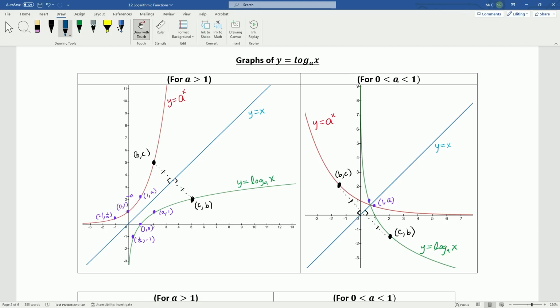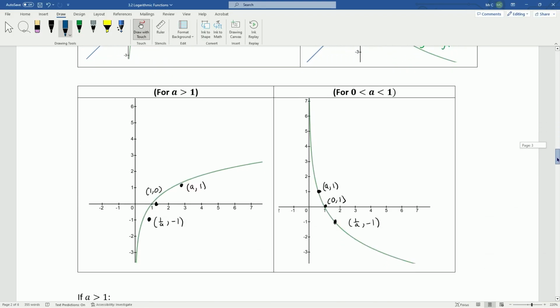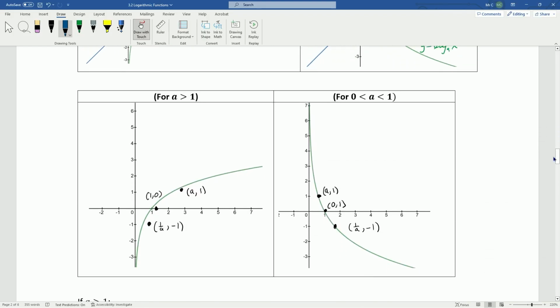Now, on the other hand, when a is between 0 and 1, our exponential graph looked like this. And so when we flip that mirror image over the y equals x line, it looks like this green logarithm graph here. So let's go ahead and take out the extra information and just look at the logarithmic graphs by themselves. So these are our logarithmic graphs with our key points labeled. So again, this is y equals log base a of x.